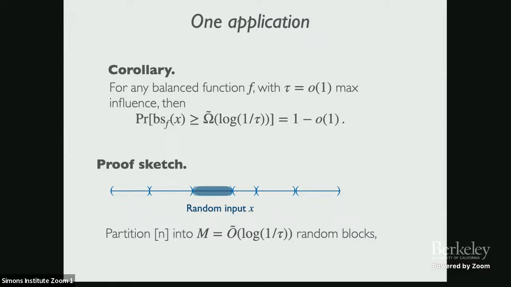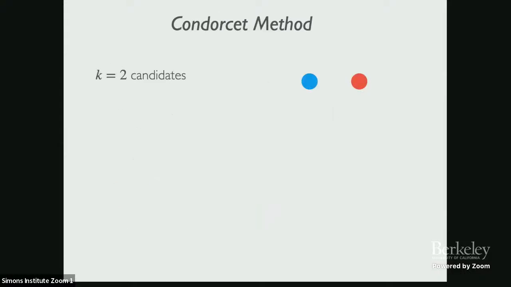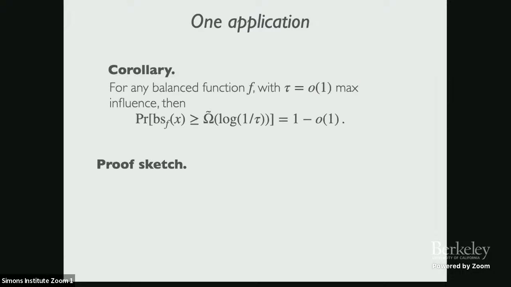So within this block, there is a sensitive block. And basically, you can then show that with high probability, a lot of these blocks contain a sensitive block. Okay, so that's the first application. And here it uses the fact that our result about the probability is optimal.